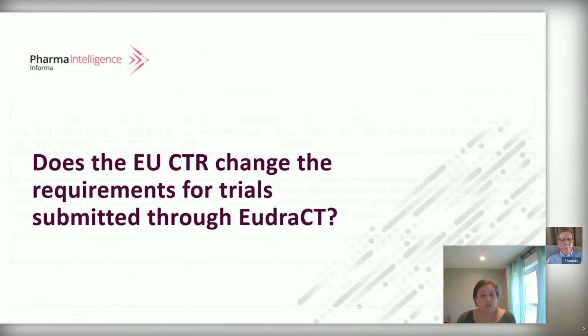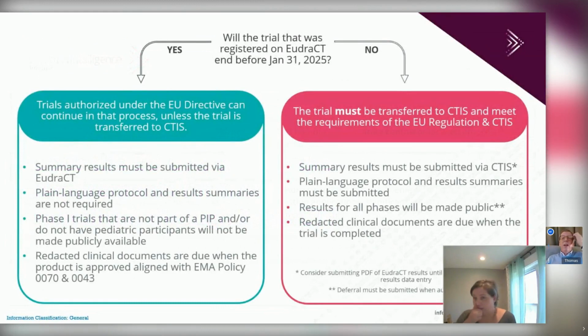Can you keep going on with that and tell us how requirements for trials submitted through the processes are changing? Sure. So if we think about trials that were submitted under the directive, these are all the trials that you've submitted through the UDRCT system. What happens going forward? We get questions of, well, what if the trial ends in 2024? Do I have to do a plain language summary for that trial that was registered on UDRCT?